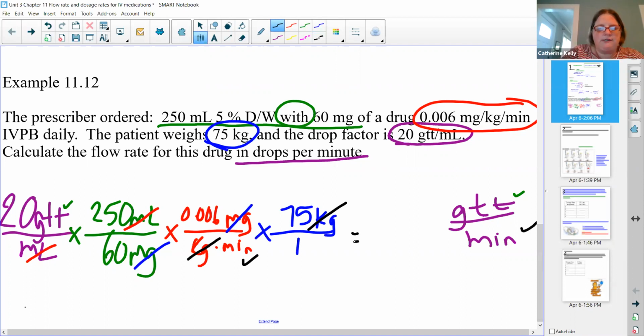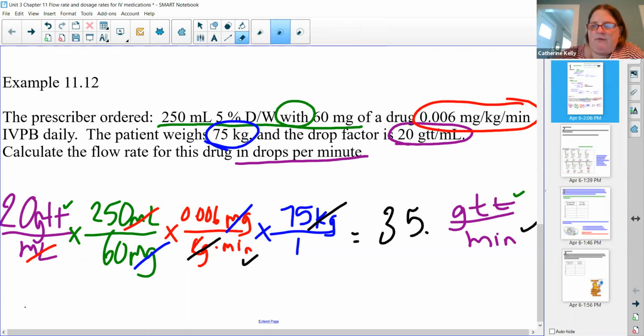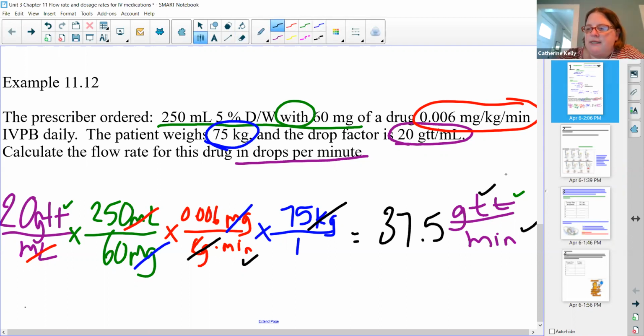So I'm going to do the calculations. I'm going to do 20 times 250 times 0.006 times 75, and then divide by 60. And you get 37.5 drops per minute. However, you can't have drops that aren't whole numbers, so it'll be 38 drops per minute.